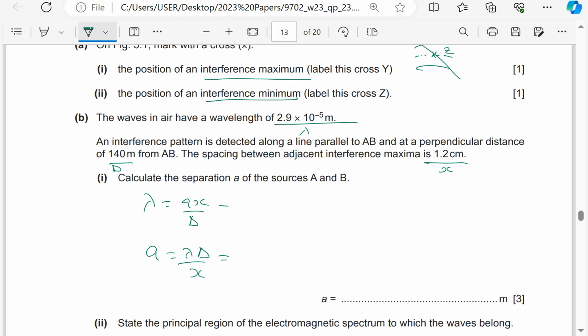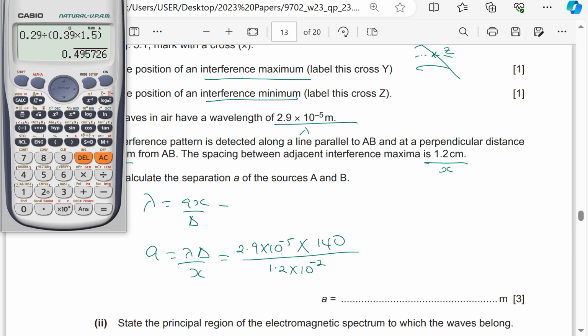Now I substitute. The wavelength is 2.9 times 10 to the power of minus 5, times D, which is 140, divided by X, which is 1.2 times 10 to the power of minus 2 to change it to meters. So I have 140 times 2.9 exponent minus 5 divided by 1.2 exponent minus 2. So that is 0.3383 recurring, or I'll just say 0.338 meters.